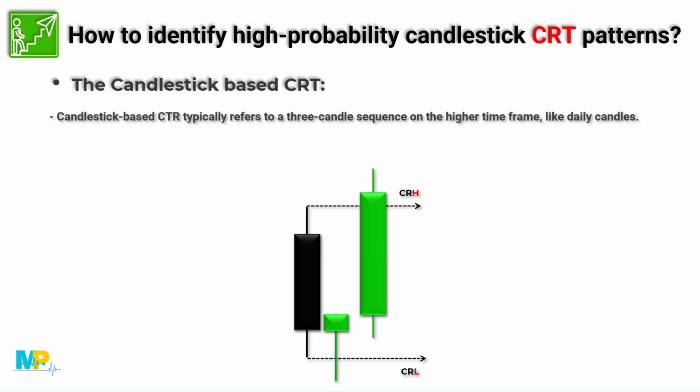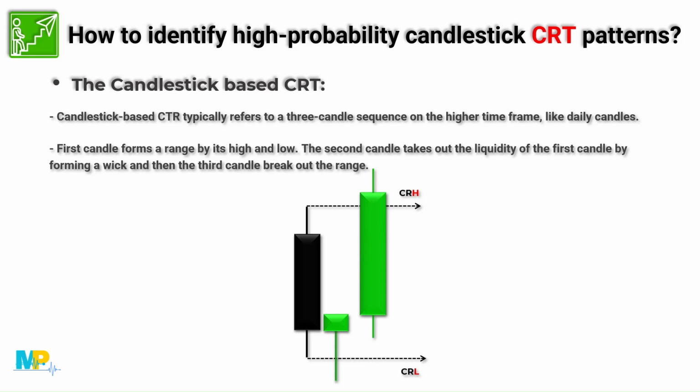In the bullish scenario, the candlestick base CRT typically refers to a three-candle sequence on the high time frame, like daily candles, where the first candle forms a range based on its high and low. The second candle absorbs the liquidity of the first candle through the formation of a wick, after which the third candle breaks out of the range. Three important rules will help to identify high-probability CRT patterns.